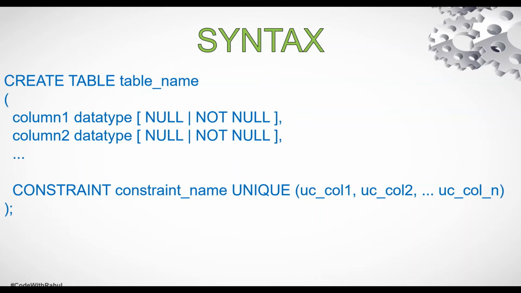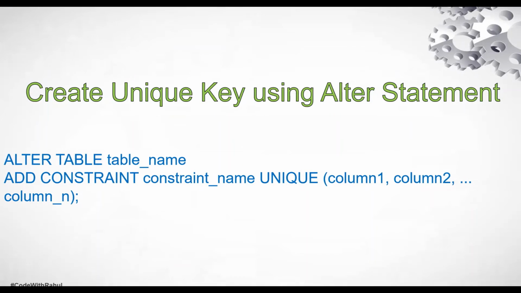So the syntax is there, we have already created it. You can see that we are creating a table and we can give a constraint name, then unique. We have already seen that. Now, create a unique key using the alter statement. As I said, if we have already created a table and the data is not duplicate, we can still create a unique constraint on a table with this command: alter table, table name, add constraint, then the constraint name, then the unique keyword, and then a combination of columns.